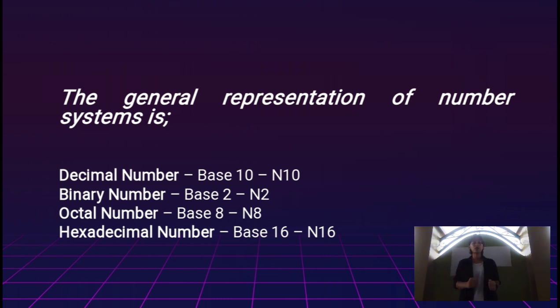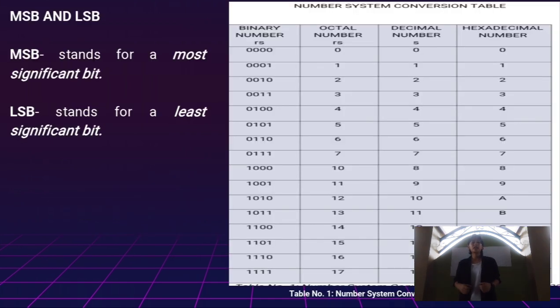Before we proceed to the number system conversion, let me first introduce the MSB and LSB. The MSB stands for most significant bit, and the LSB stands for least significant bit. So let's proceed to our topic.